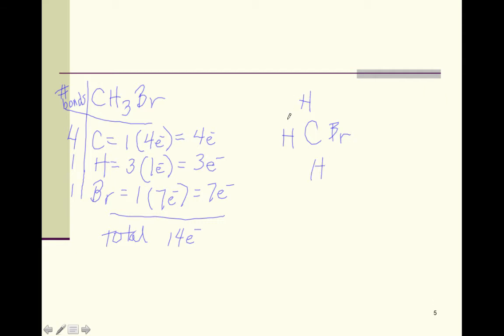So the next thing I do is I propose a structure. I don't really bond it yet, keeping in mind how many bonds each thing must have. So carbon looks like it'll get its 4 bonds. Hydrogen, single bond, and bromine single bond. So the next step is to join by single bonds.